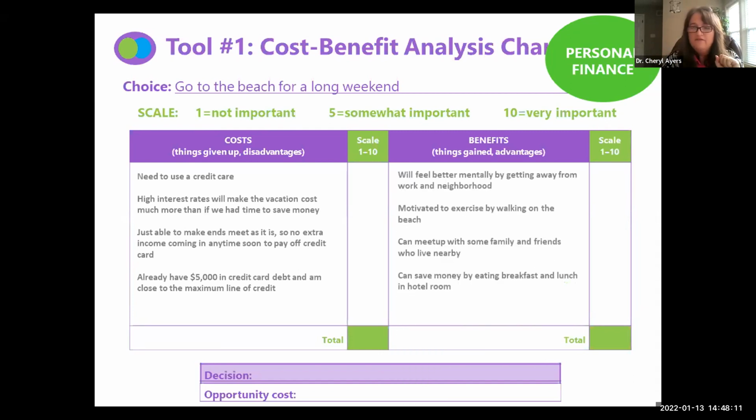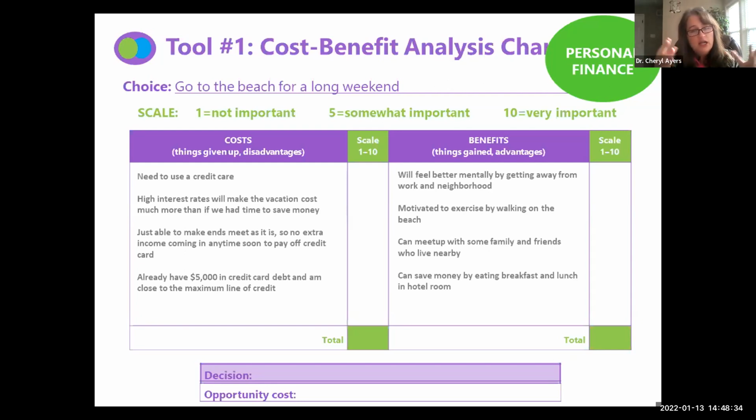However, the benefits: I need a mental break. Getting away definitely will help me. Maybe I'll be more motivated to exercise by walking on the beach. I've got some friends who live nearby. And again, this is my personal analysis; you would do your own. And hey, I could save some money by eating breakfast and lunch in the hotel room.